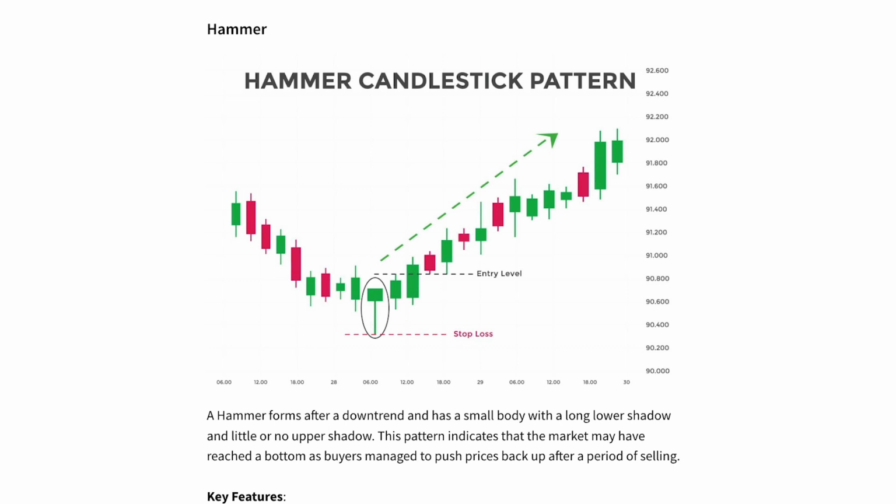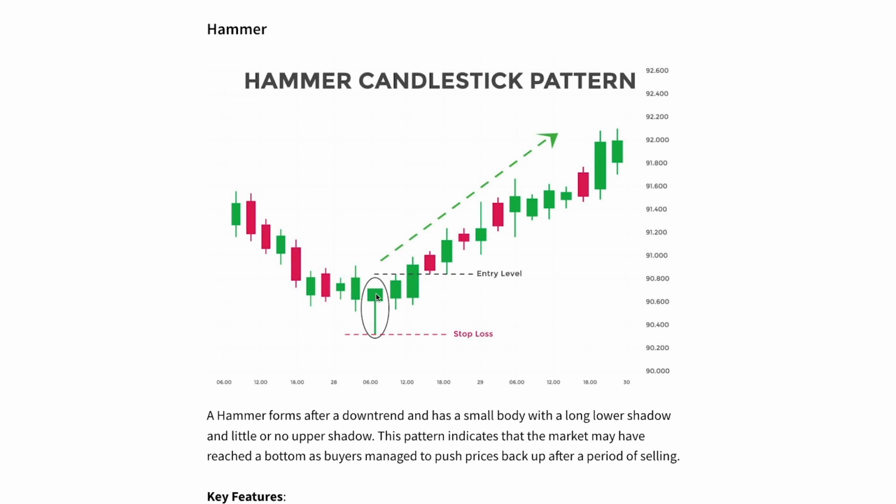Next, we have the hammer candlestick. A hammer forms after a downtrend and has a small body with a long lower shadow and little to no upper shadow. So here you can see, price came all the way down and touched down here, but there was enough buying pressure to bring it back up and create, in this particular instance, a green day, so it finished higher than when it started. Sometimes these candles can be red.